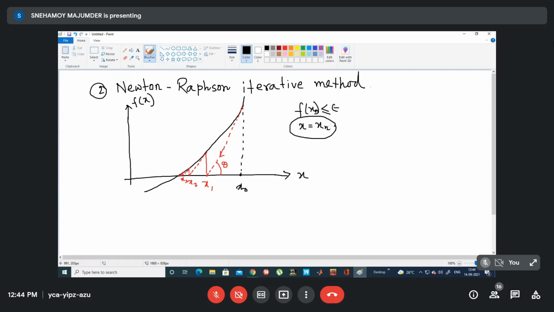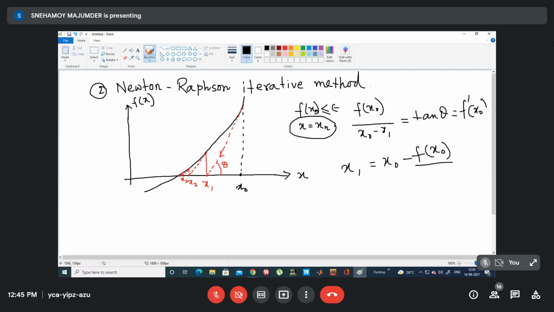Actually, if you go for theoretical analysis, for the first value, f(x0) divided by (x0 minus x1) equal to tan theta, or x1 equal to x0 minus f(x0) divided by f dash x0. Okay? Yes, sir.